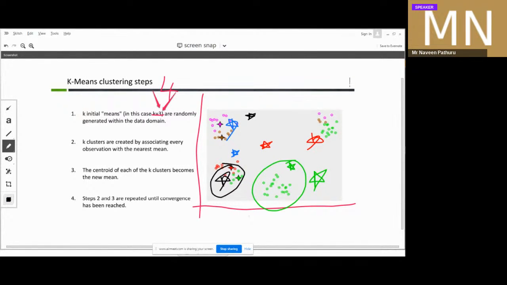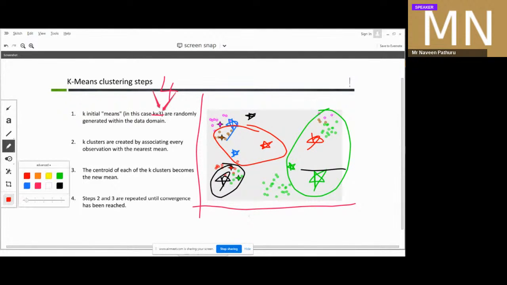So that's the black group, and this may move. Let's move here. Say this becomes the green group, and these become the red group, and the remaining ones form the blue group. And what does it do? Again, it will repeat. So what is happening?